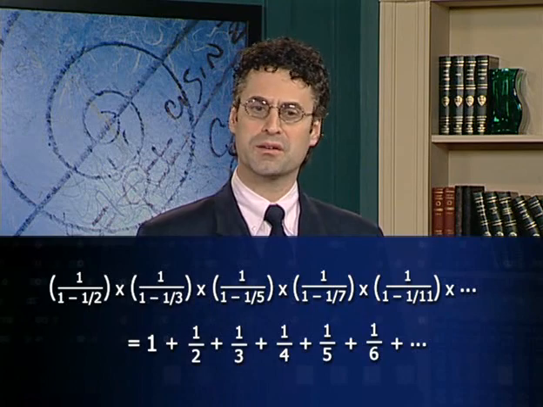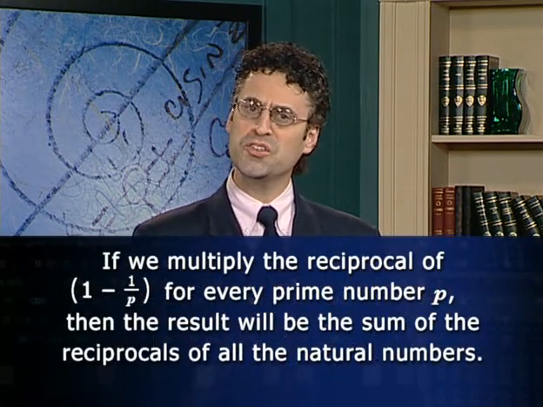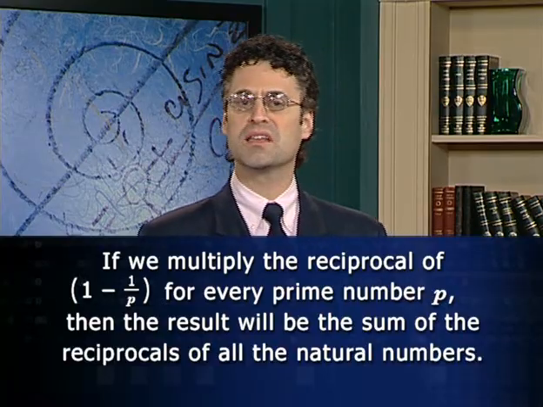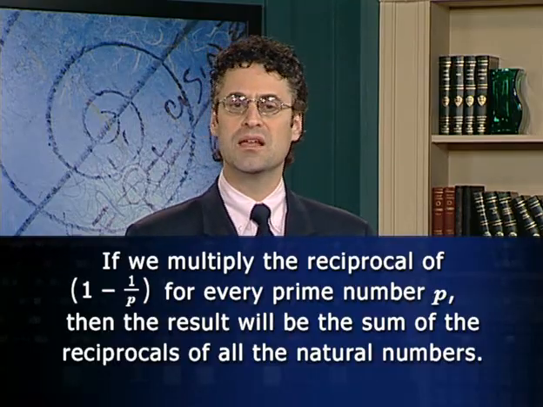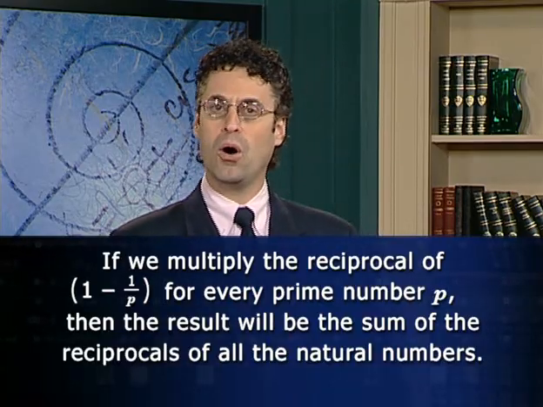So Euler's product formula asserts that if we multiply the reciprocals of 1 minus 1 over p for every prime number p, then the result will be the sum of the reciprocals of all the natural numbers. Well, we'll now see why such a formula is believable by manipulating the product and showing that it actually can be manipulated to equal the endless sum. Now, we'll treat both of these expressions as formal objects. In other words, we'll use algebra to simplify the product, but we won't wonder at this point if these expressions represent actual numbers.